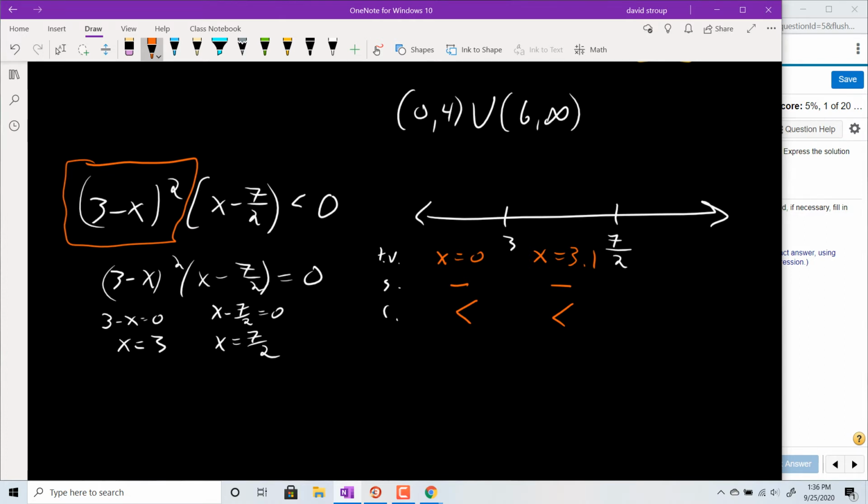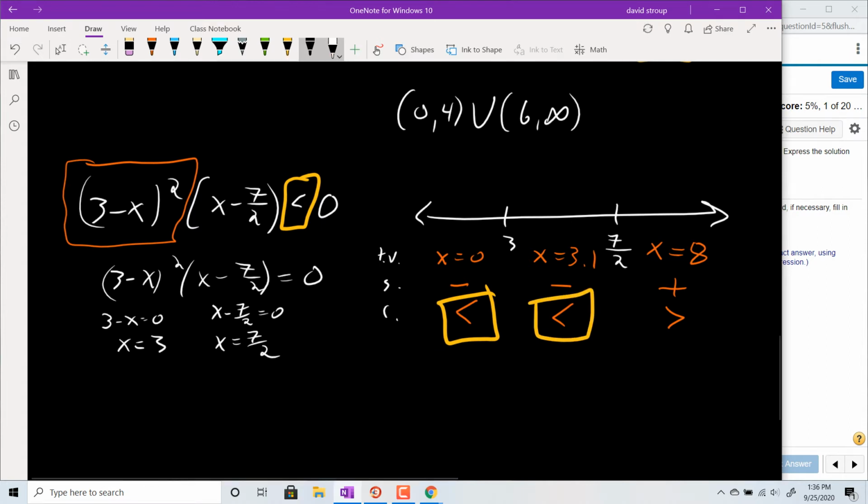Then over 7 halves, so something like 8, positive. 3 minus 8 is negative, but a square is positive, and then 8 minus 7 halves is positive, so that would be greater than. So in this case, it's negative, negative, and then positive. We are looking for the inequalities that are less than, and we can't include 3 because that's where it's equal to 0. So we have to be careful to exclude 3 in our solution set. So we'll have negative infinity to 3, and then union with 3 to 7 halves.